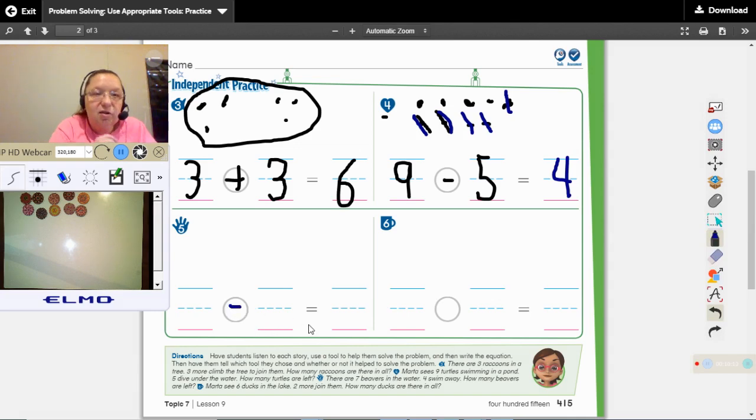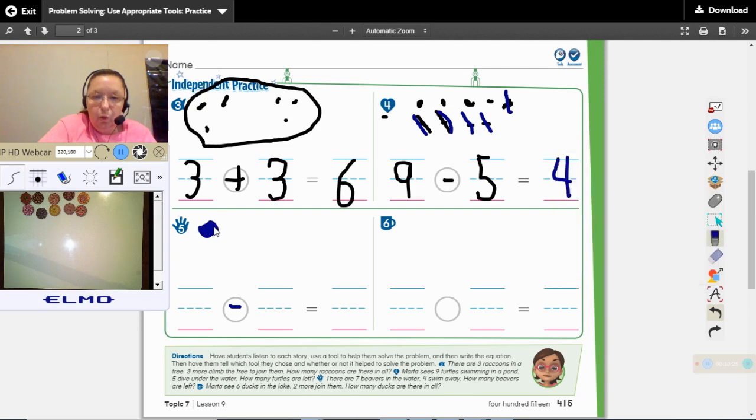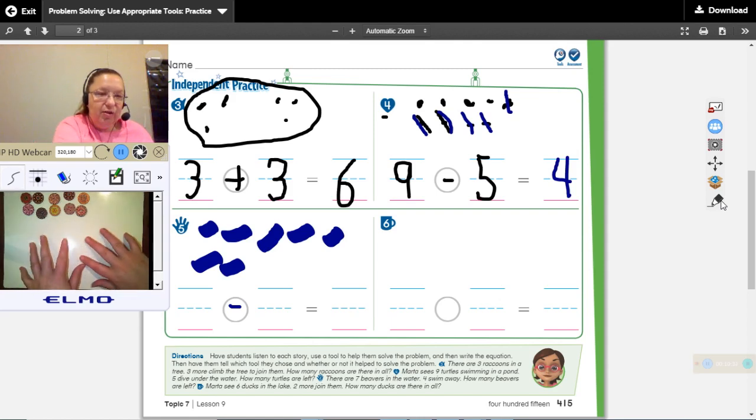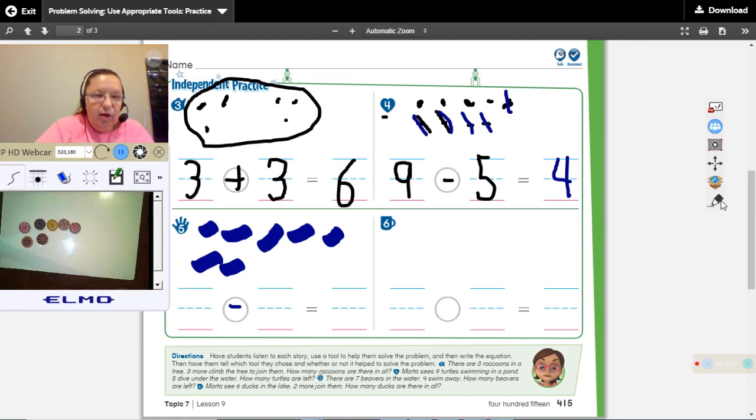Now, let's listen to our math words, our number words. There are 7 beavers in the water. How many beavers are there to begin with? There are 7. So, 1, 2, 3, 4, 5, 6, 7. Since I'm showing you how to use counters, I'm going to bring down 7. 1, 2, 3, 4, 5, 6, 7. 7 beavers, 7 counters, okay?